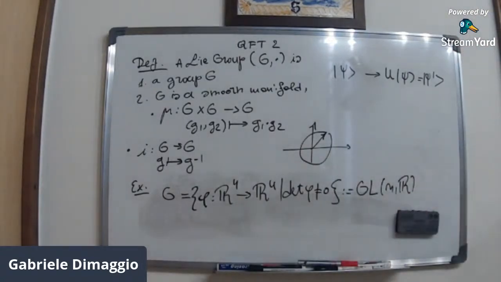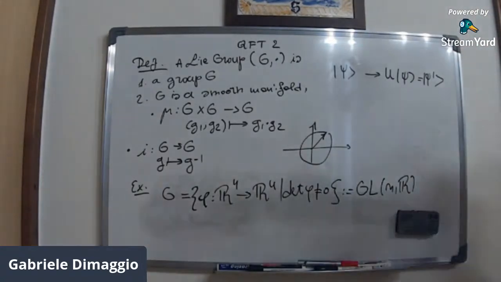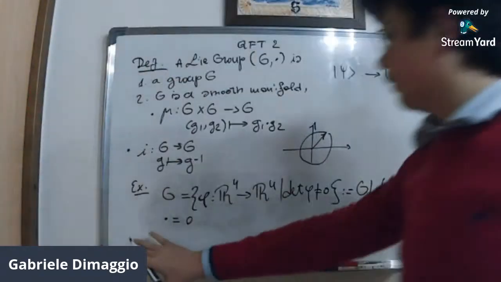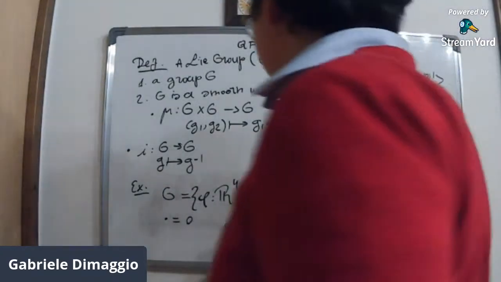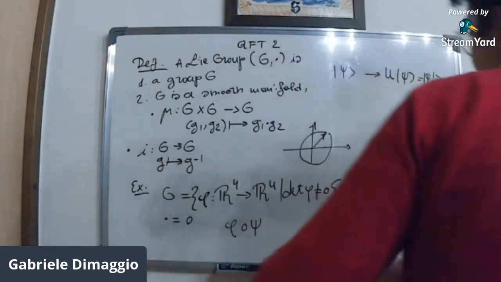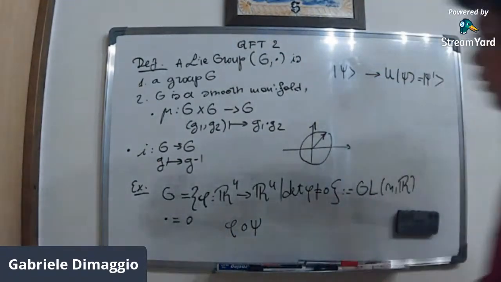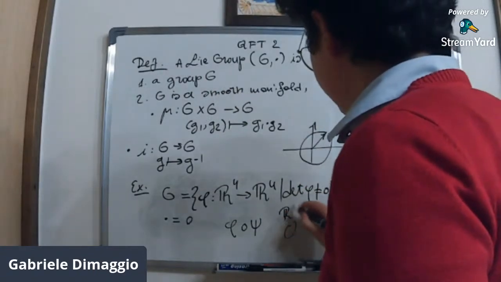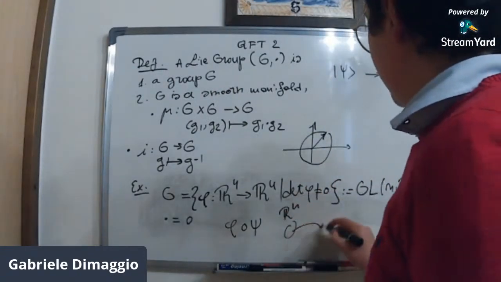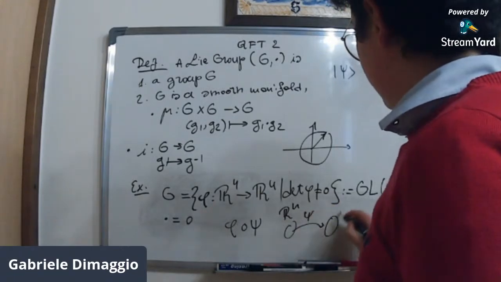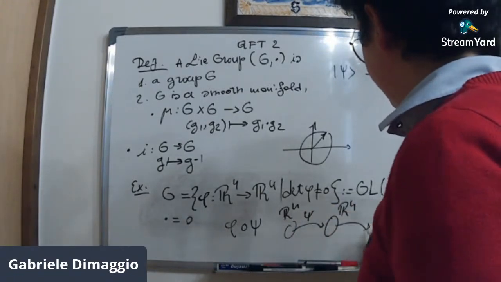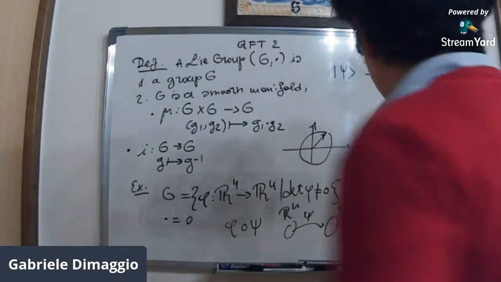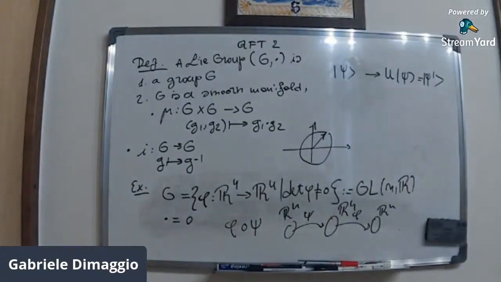So now another example. Oh, sorry, the group operation here. The group operation is the composition between maps. Okay, so for example, I have phi and psi. So the composition map. I have Rn or subset, and then I have psi, and then I have phi over Rn. Okay, perfect.